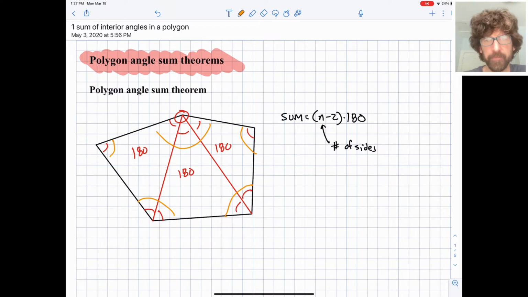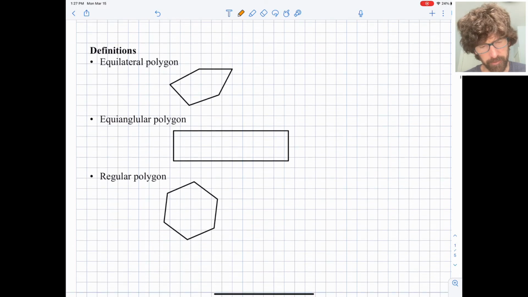And so where does the n minus 2 come from? Well, we were able to draw 2 fewer triangles than there are sides in the polygon. 5 sides in this polygon, we could draw 3 triangles. And 3 times 180 gives us the sum of 540 for the angles in a pentagon. So let's go ahead and apply this real quick.